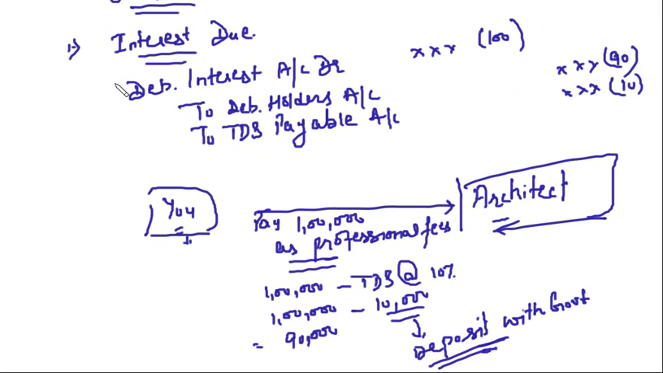Okay. Now this is the entry for interest due. Debenture interest due 100 rupees. To debenture holders, we have to pay 90, and TDS payable, that is this TDS we are going to deposit with the government, 10 rupees. Debenture holders will get this 10 rupees from the government, right? Now when the payment is made, what is the journal entry?